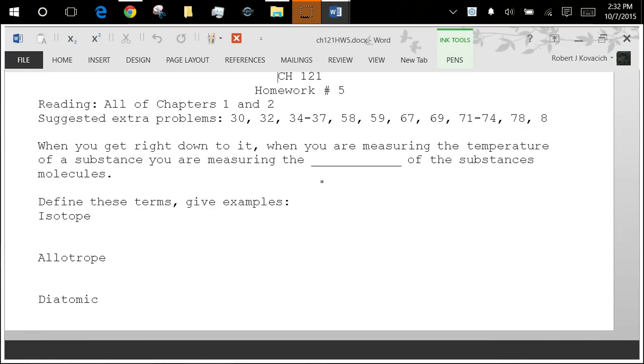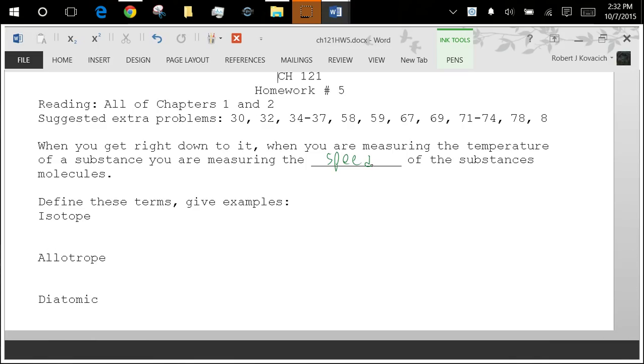What do you want to put in this fill in the blank slot? Second? Movement? Okay, I'm okay with movement. Something else? I like speed. Yeah, speed. If the temp goes up, what's happening to the molecules? They're moving faster. That's it.